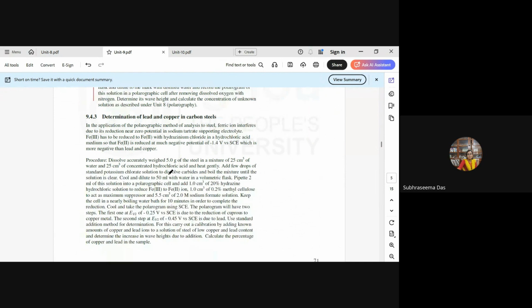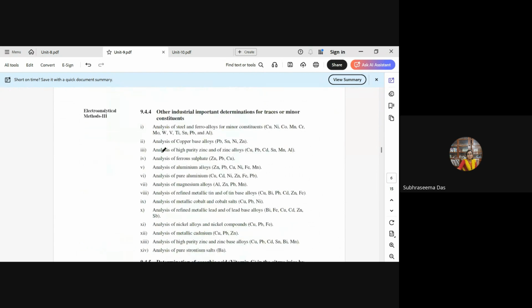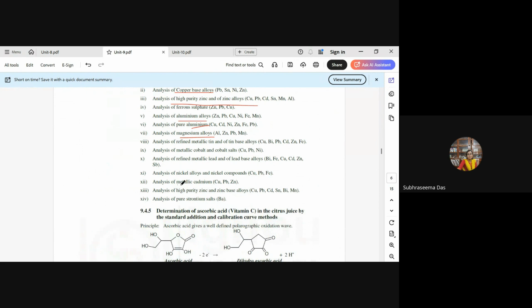Then determination of lead and copper in carbon steel. In the application of polarographic methods to steel, ferric iron, due to its reduction near zero potential, can also be identified. Other industrially important determinations for traces or minor constituents include analysis of copper base alloys, high purity zinc alloys, aluminum alloys, manganese alloys, magnesium alloys, nickel alloys, metallic cadmium, and pure strontium salts.